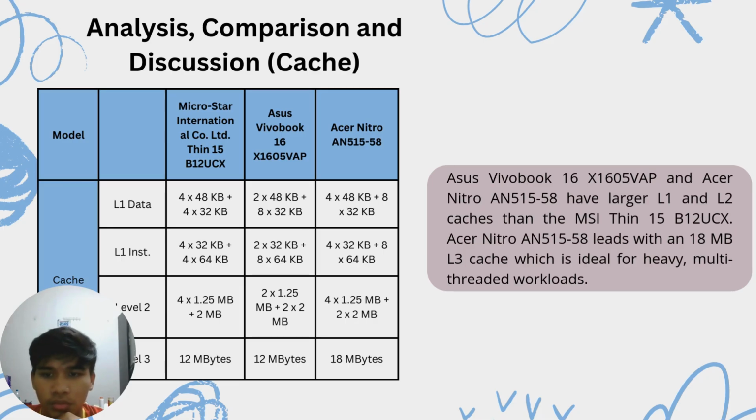So this is the second one, for the cache. As you can see, the Asus VivoBook 16 and Acer Nitro have larger L1 and L2 cache than the MSI 1015. The Acer Nitro leads with an 18 MB L3 cache, which is ideal for heavy multi-thread workloads.